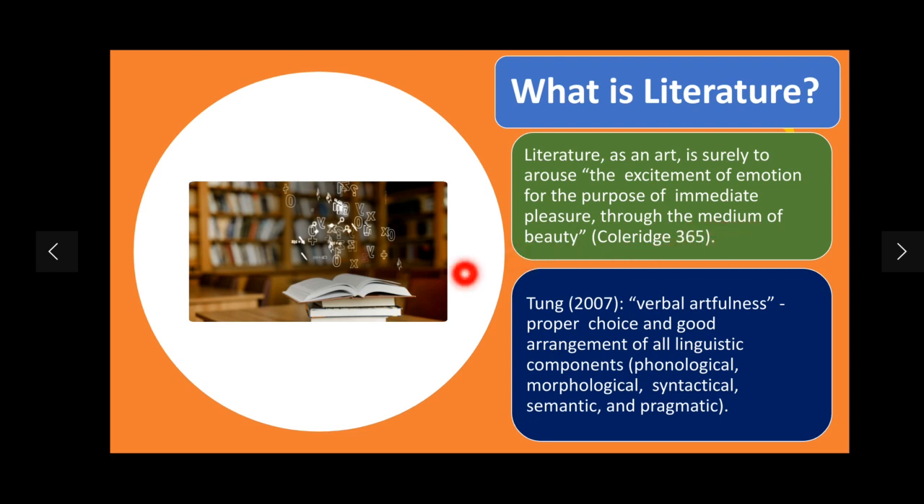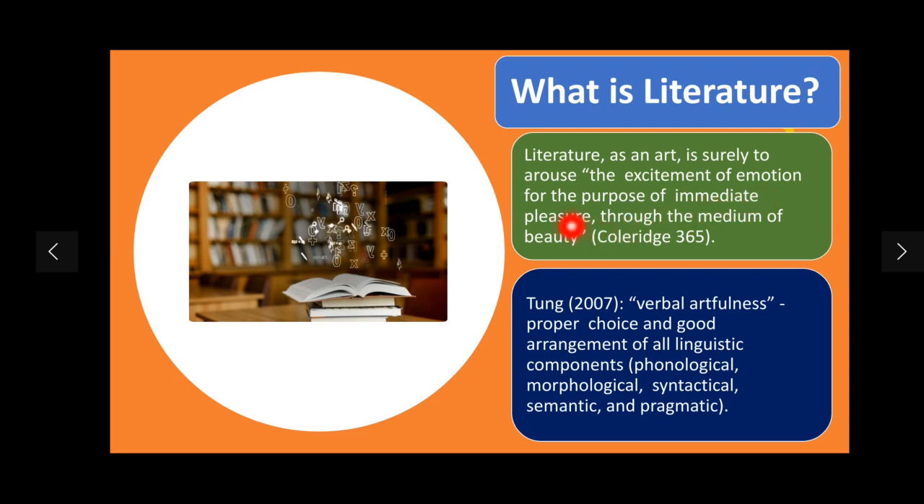So this definition has 4 fundamental parts. In part first, Coleridge tells us what is literature. So literature is an art. In part 2, he tells us what is the function of literature. So literature arouses the excitement of emotions. So this is the function of literature.